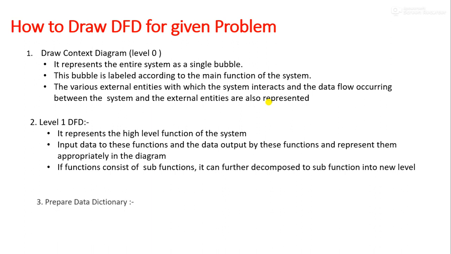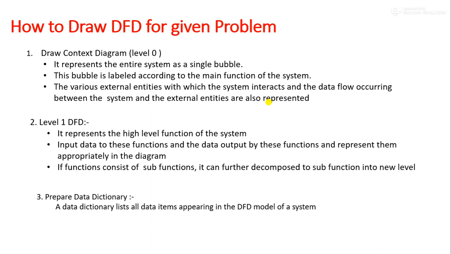After proper decomposition, we need to prepare the data dictionary. The data dictionary is used to list out all the data items appearing in the DFD model of a system and their format. So while drawing the DFD, first we need to draw the level 0 diagram, also known as the context diagram. After that we draw level 1 DFD, where we represent the high level functions of the system, which may further consist of sub functions. Then we decompose those functions as well, and after proper decomposition we prepare the data dictionary. This data dictionary represents all the data that the system uses to produce output, and we also need to mention the format of those data.